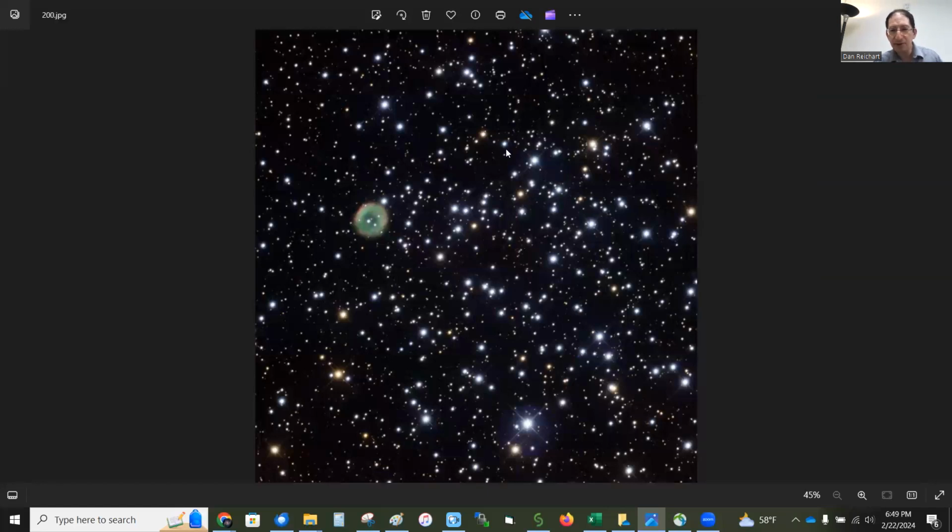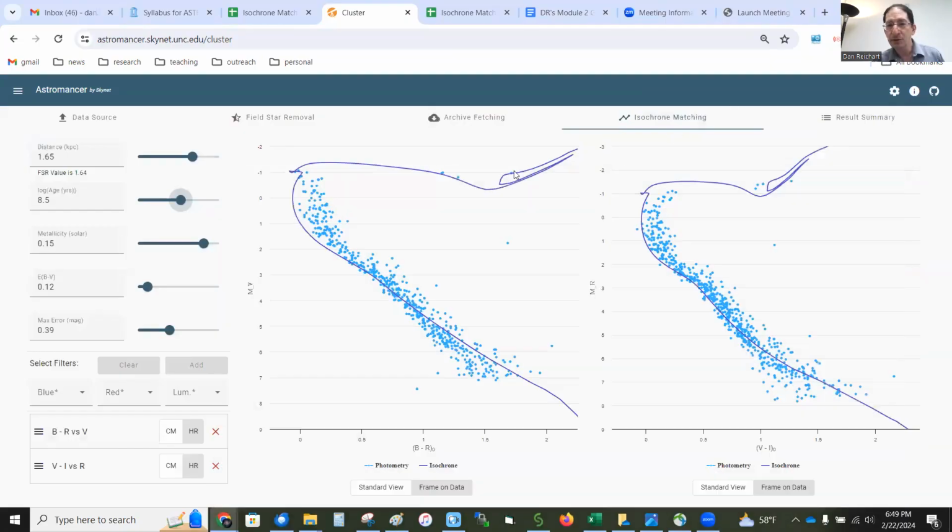you see the bright red stars here, here, here, here. Those are the red giants. Those are these points right here. So I want to hit them.